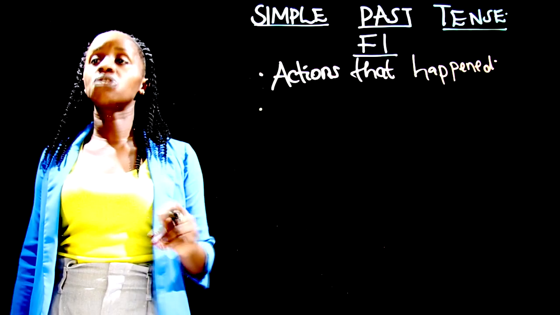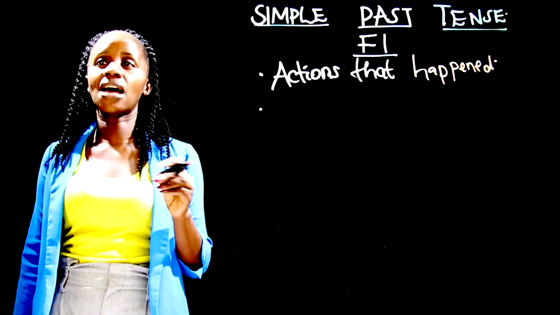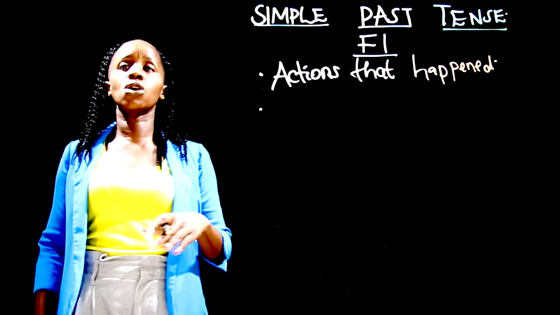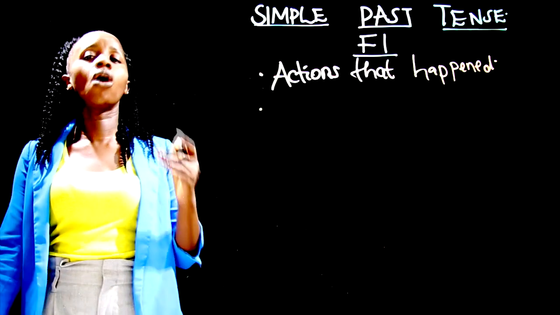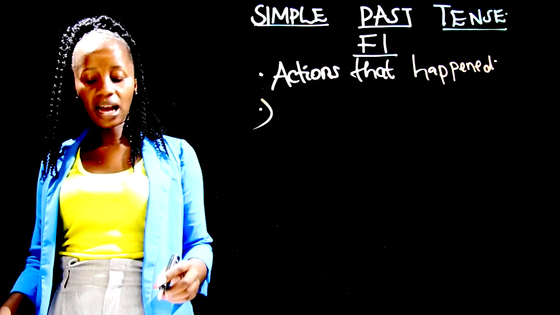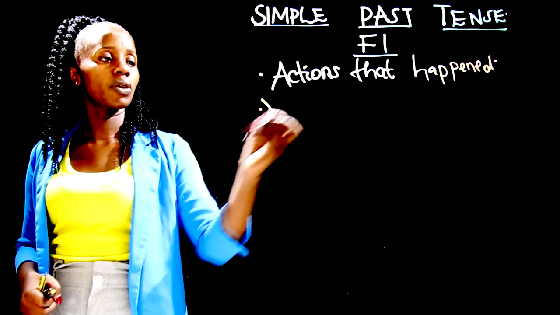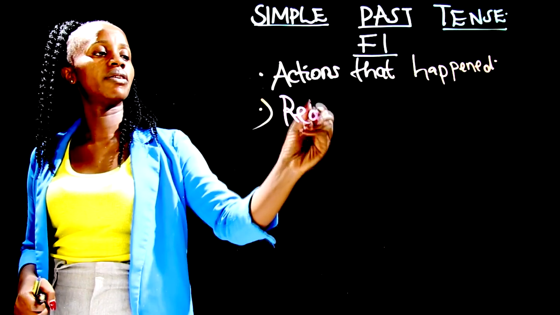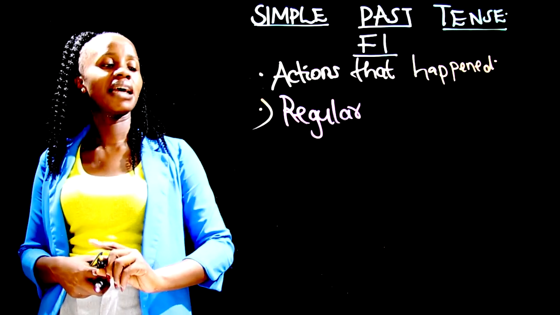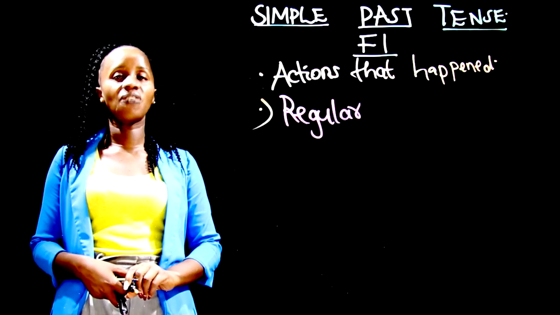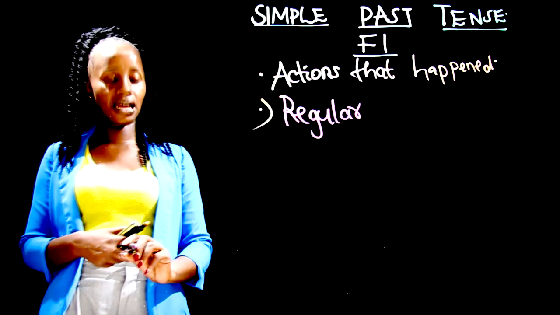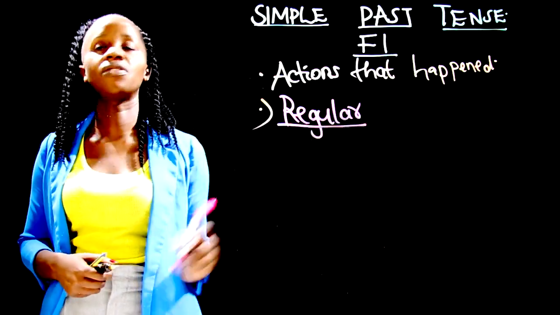And we usually concentrate on actions, and actions are what we call verbs. So when you're writing the past tense of verbs, we look at two types of verbs. One, the regular verbs. Then the second one that we will look at is the irregular verbs. So let us kindly look at regular verbs.